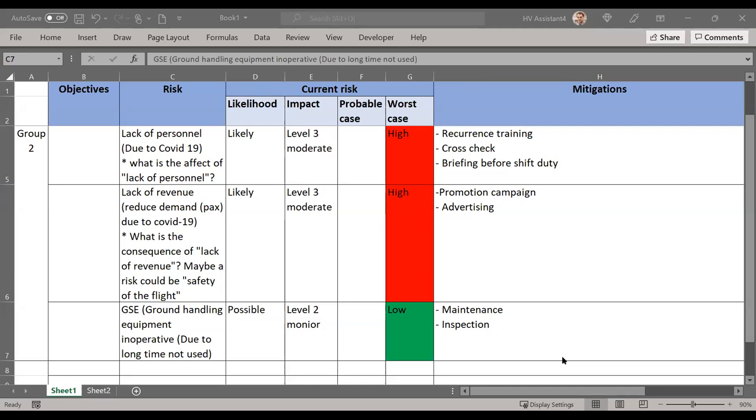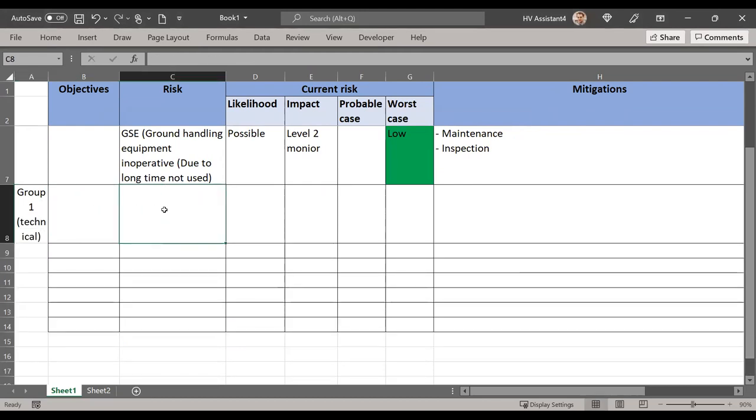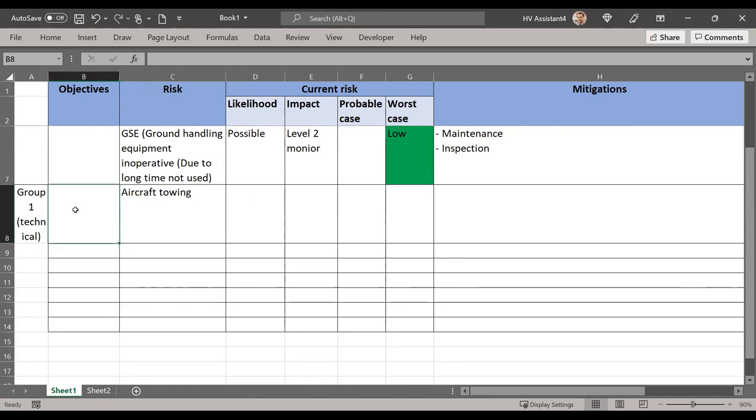Yes. Group one. We are a technical group, so we identified the potential risk regarding aircraft towing in April, leading to aircraft collision. There have been three serious incidents from early this year up to now.